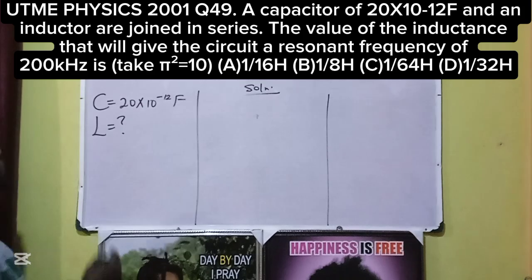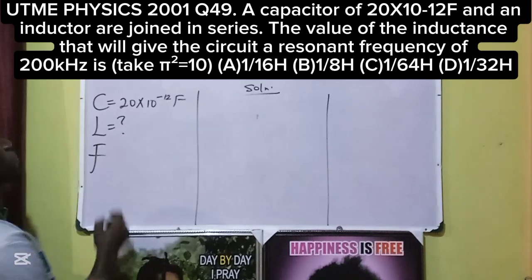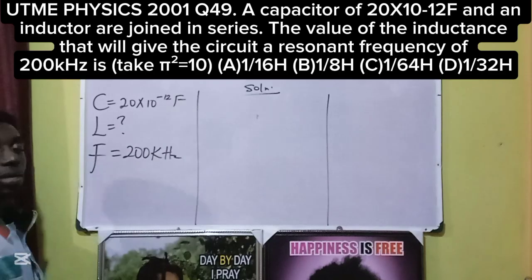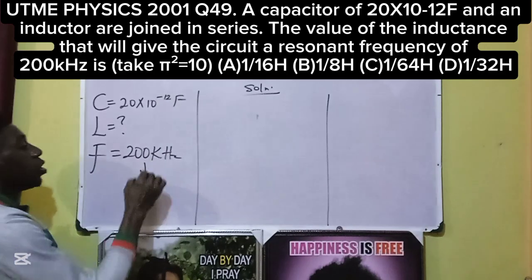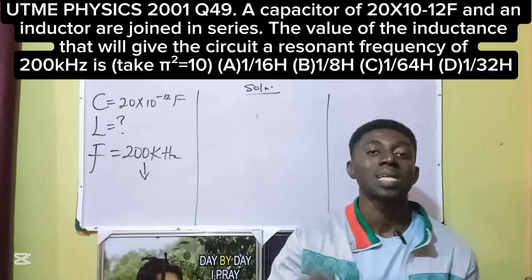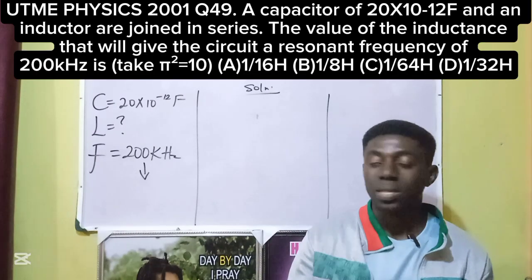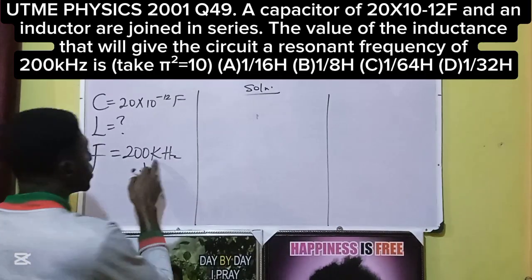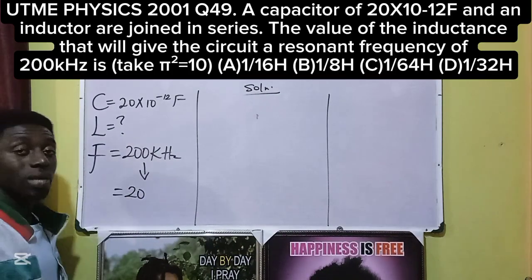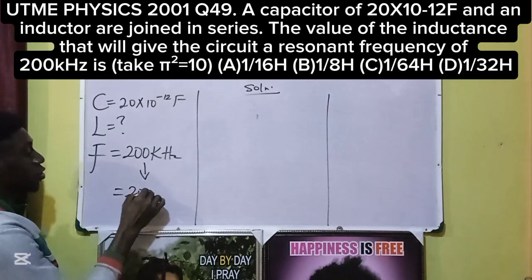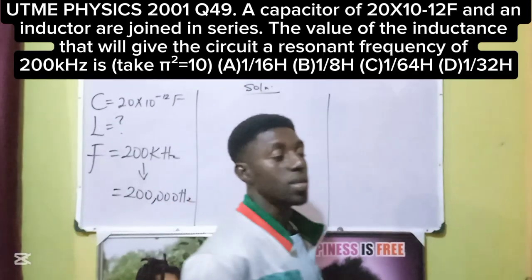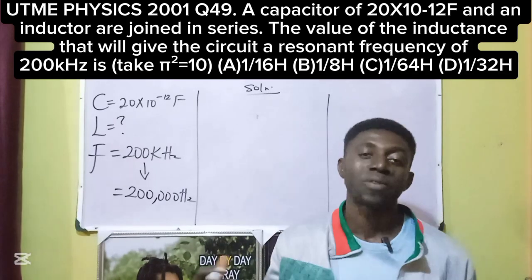We have resonance frequency, small letter f, of 200 kilohertz. Recall, kilo stands for 1,000. Therefore, 200 times 1,000 will give us 200,000 hertz, in most simplified form.